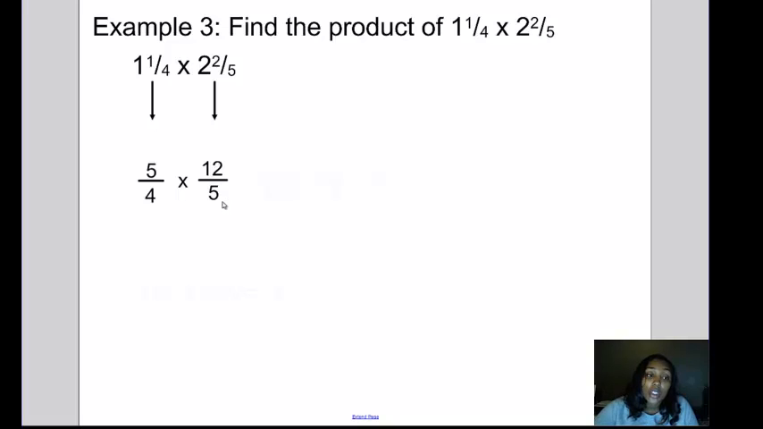Now that we've changed them to improper fractions, now we can go ahead and simplify the diagonals. So I know that 5 can be divided by 5. So both of these 5s can be divided by 5, which would give me 1. And then I can look at my other diagonal.